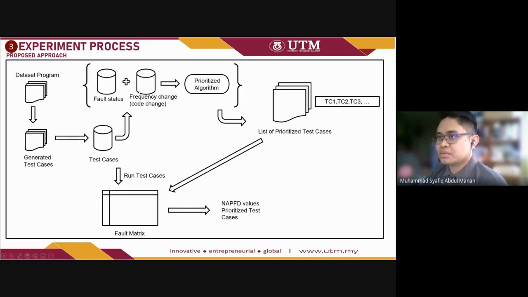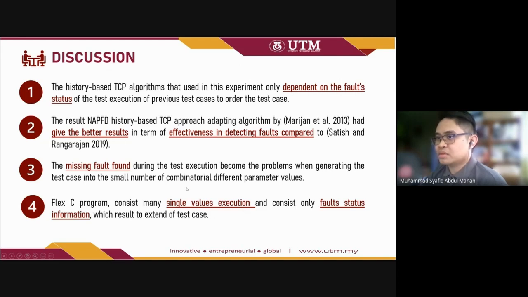And then we go to the third experiment. Actually, both experiments are still in progress, so I just show the process. Okay, for the third experiment, this is the proposed experiment, where from the data set itself, we first generate the test cases using the combinatorial testing technique. From there, we collect the fault status and frequency change from the previous version of test cases, and then we prioritize them utilizing these factors. And the same goes for evaluation, where we go back to the fault matrix itself to calculate the MPFD value for this respective technique. Okay, then we go to the discussion itself.